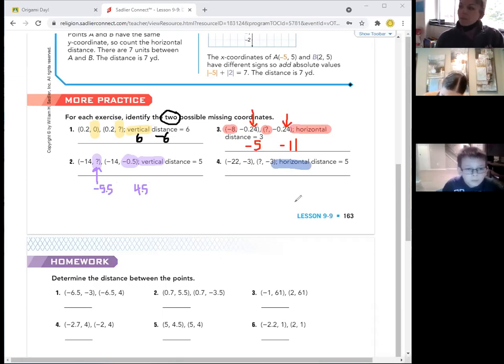All right, we're looking at number 4 on 163. Are we looking at number 4 on 163? Because that's the page I'm giving instruction on. And I want to make sure that everyone knows what we're doing here.